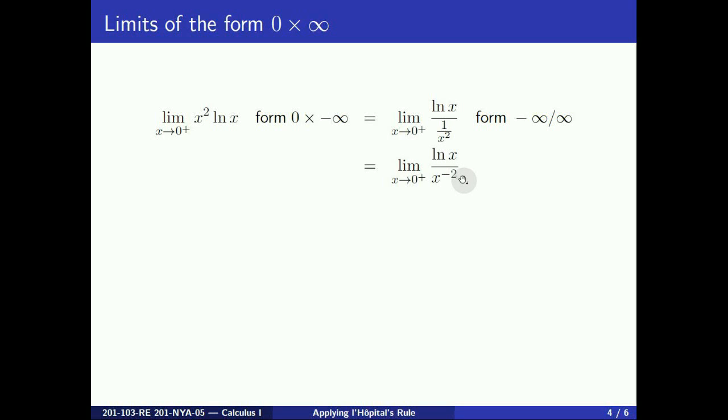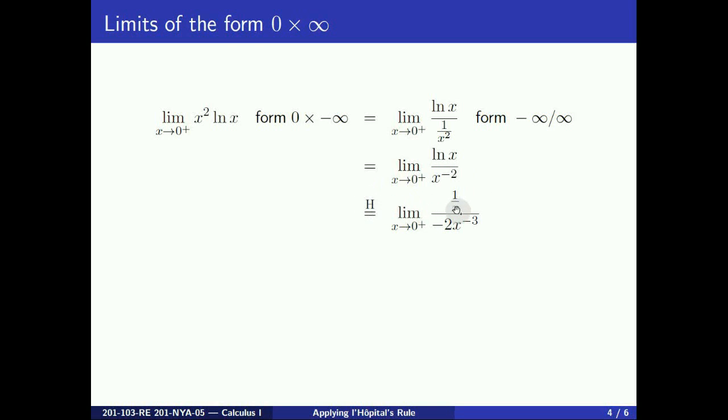So far we've not applied L'Hôpital's rule, but we've just rearranged the expression. If we want to apply it, we need to look at the form of the limit. And here, when x approaches 0 from the right, ln of x approaches minus infinity, and 1 over x squared approaches infinity since we're dividing 1 by numbers that are getting smaller and smaller. So we get a limit of the form minus infinity over infinity. And we can apply L'Hôpital's rule.